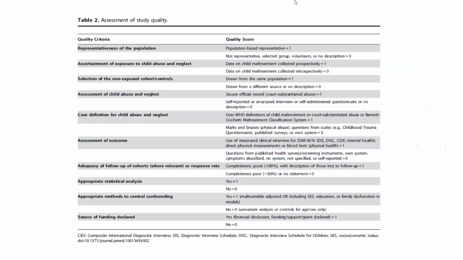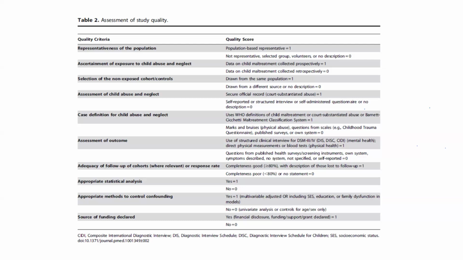This is the assessment of the study quality. When we look at the quality of the study, we look at whether the representation of the population was there, whether ascertainment of exposure was there or not, selection of the non-exposed cohort or controls, child abuse and neglect, which is one of the outcomes, case definition, assessment of outcome, etc., all of them.